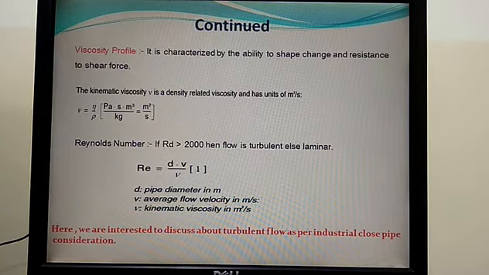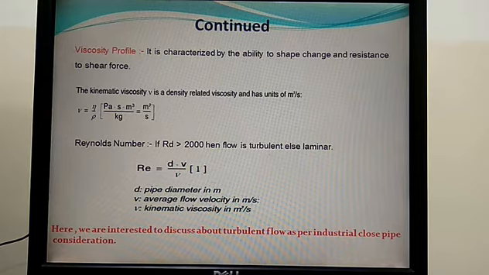Now we'll discuss some fluid mechanics properties also before we proceed. These are the viscosity profile. It is characterized by the ability to change shape and resistance to shear force. The kinematic viscosity nu is the density related viscosity and has a unit of meter square per second. You see the formula written there: nu = η / rho.